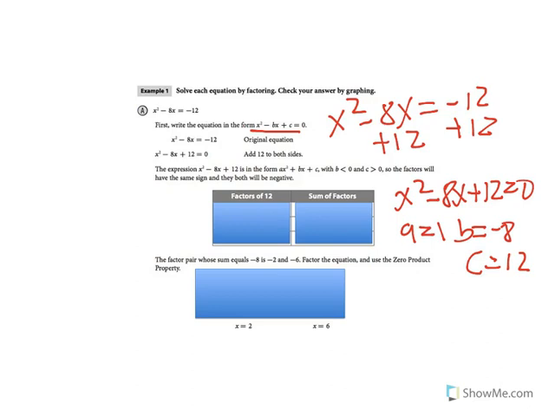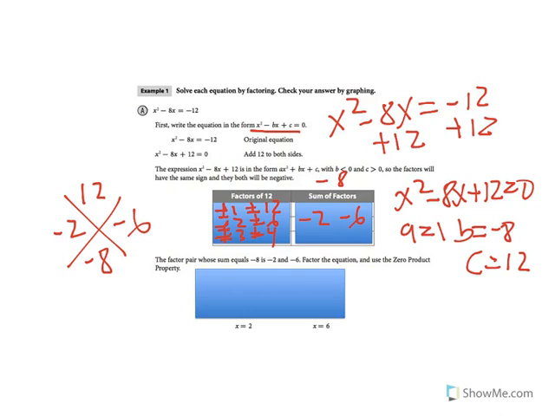Okay, so the factors of 12 could be plus or minus 1 and 12, plus or minus 2 and 6, or plus or minus 3 and 4. And the sum must be negative 8, so the only one that works is negative 2 and negative 6. Right? And some of you are familiar with the x method. That means that we need a product of 12 and a sum of negative 8, right? So the only two possible factors are negative 2 and negative 6.